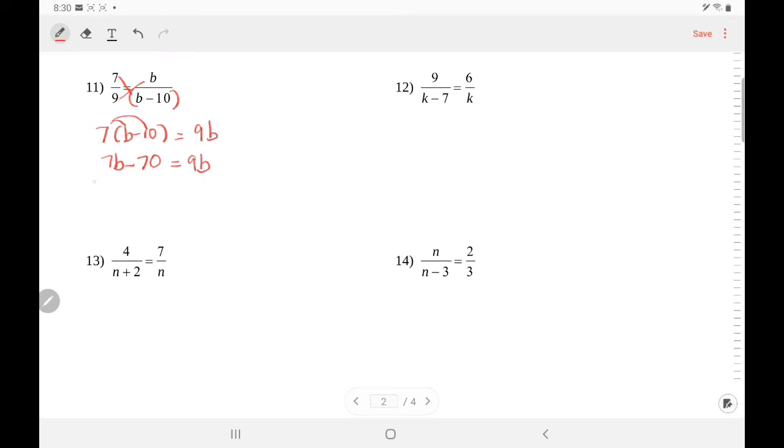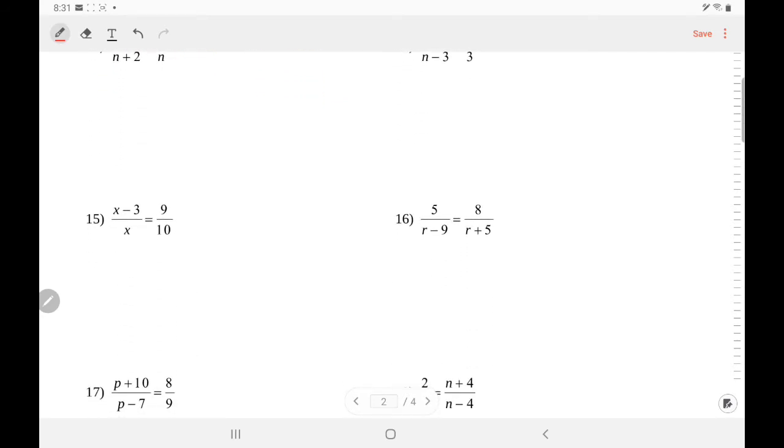So I'm going to subtract 7b so that b's are alone on the right side. It is now gone from here. I still have negative 70. Don't forget that negative belongs to the 70. Equals 9b minus 7b is 2b. Solving for b, you divide by 2. The 2's cancel, so b equals negative 35.